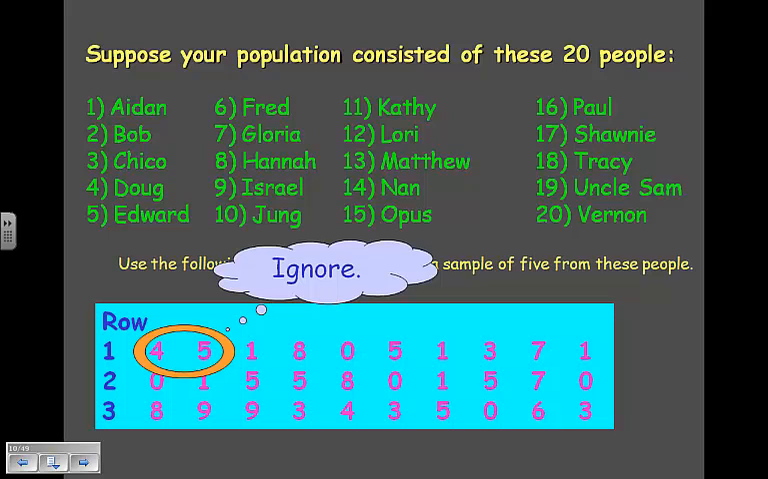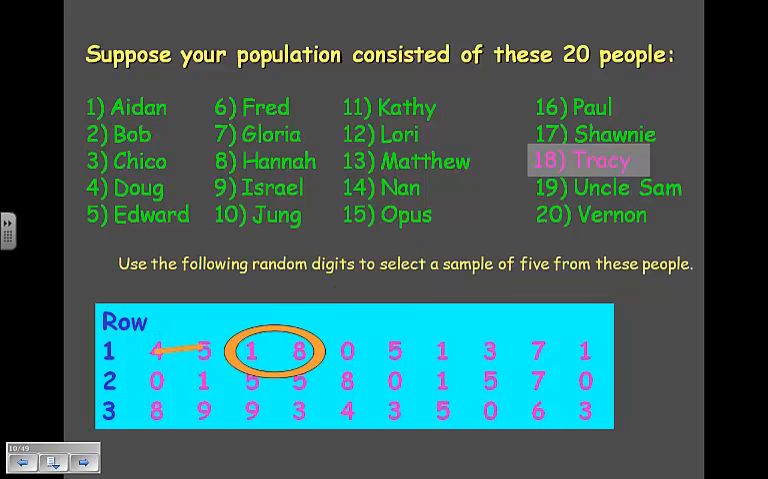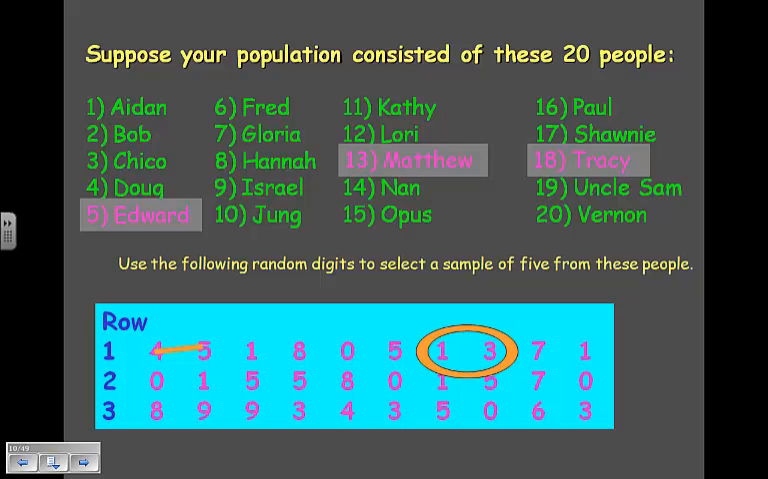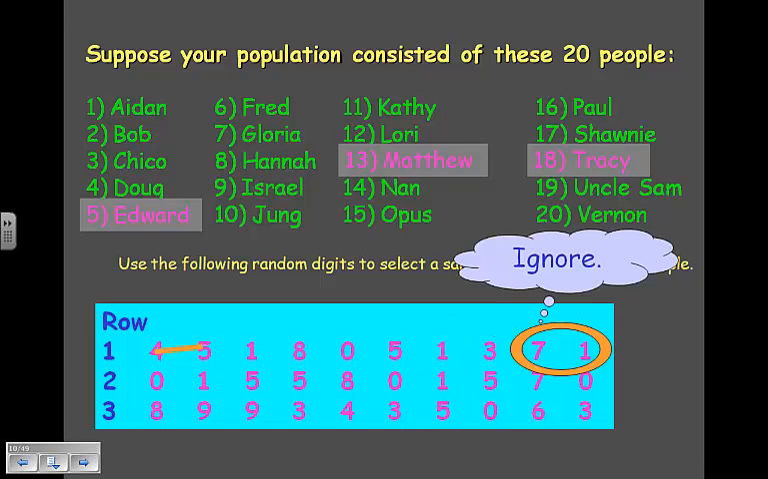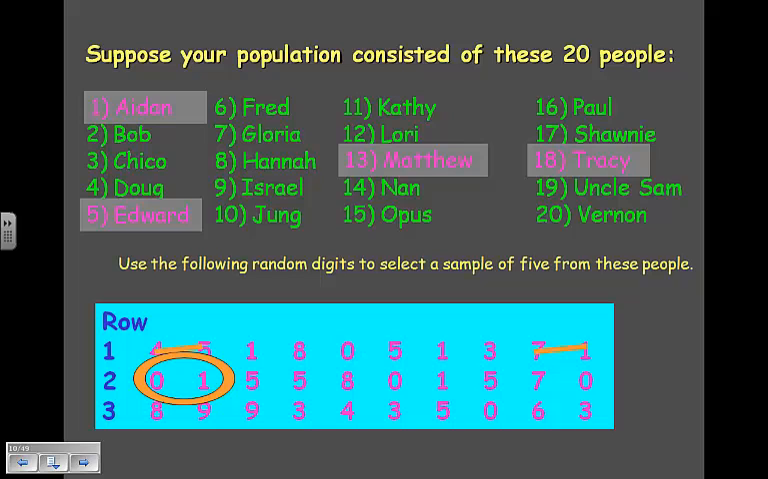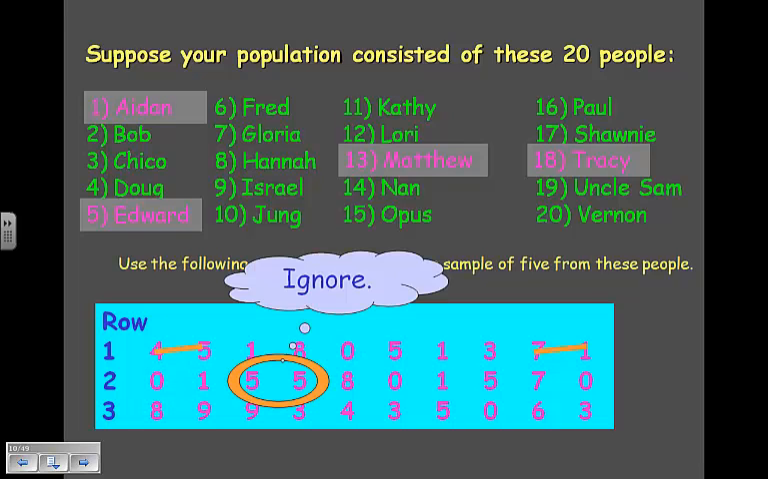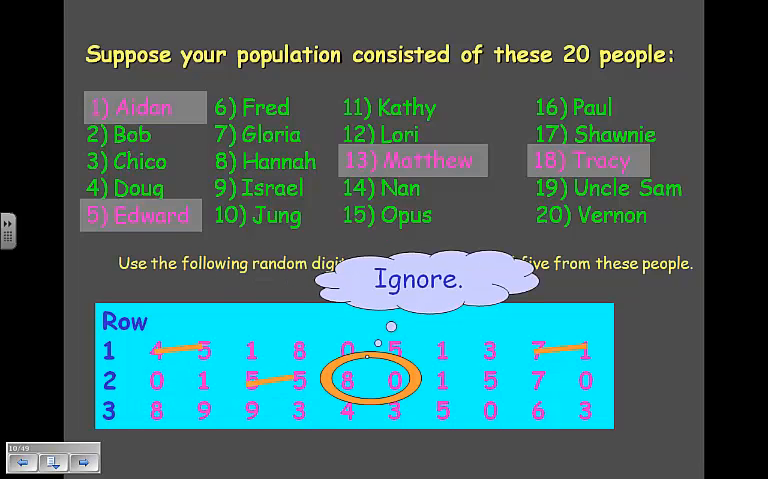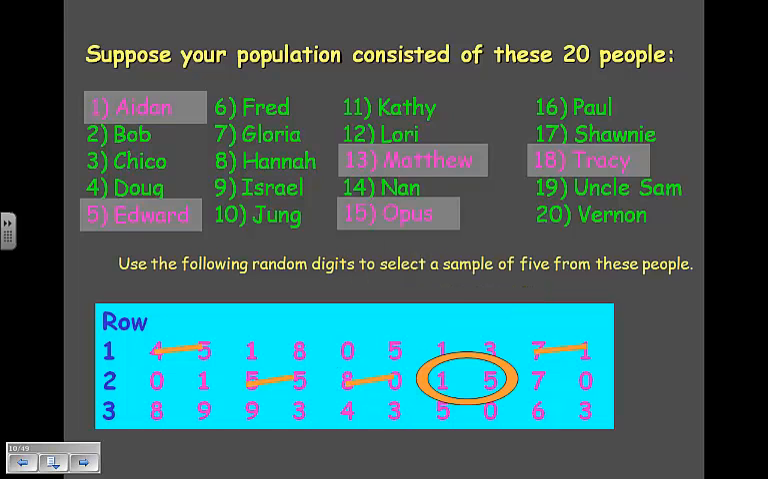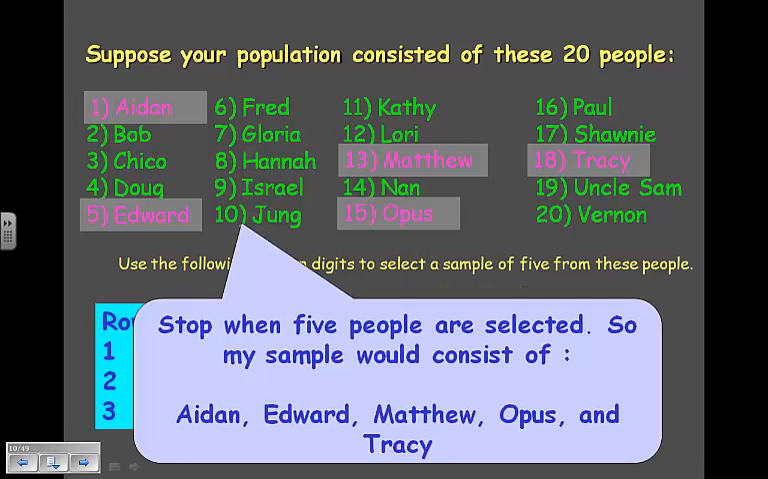So the first number we would sample is 45. We would ignore that. There's no 45 on our list. The next one is 18. Okay, 18 is Tracy, so Tracy's been selected. The next one is 5. That's Edward. Then 13. That's Matthew. Then 71. It's too big. We ignore it. Then 1. That's Aiden. 55. Ignore. 80. Ignore. 15. And we get Opus. And now we have our 5 people. That's the way you would use a random digit table in the back of your textbook.